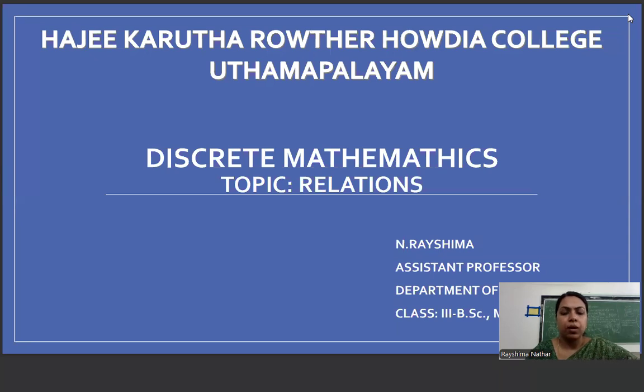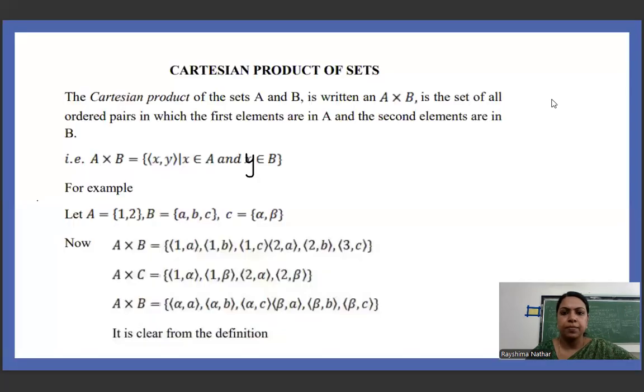Let us discuss relations in discrete mathematics. Now let us start with the definition of the Cartesian product of sets. The Cartesian product of the sets A and B, written A cross B, is the set of all ordered pairs in which the first element is in A and the second element is in B. That is, A cross B equals the set of all (x, y), where x belongs to A and y belongs to B.